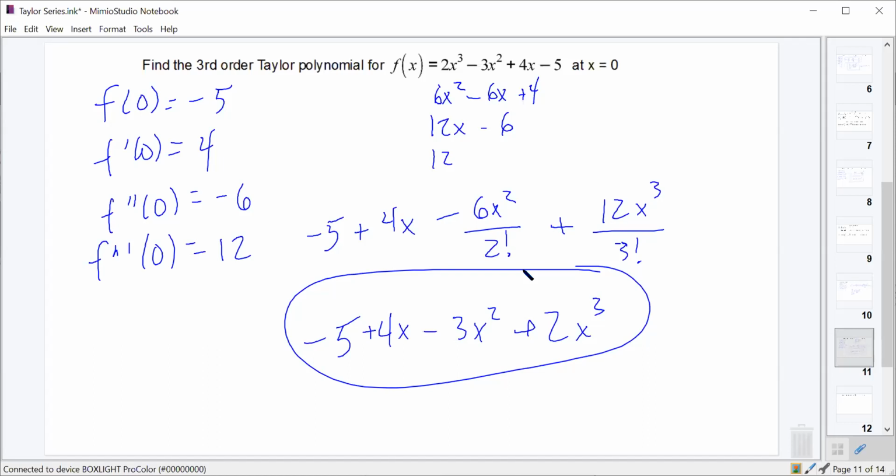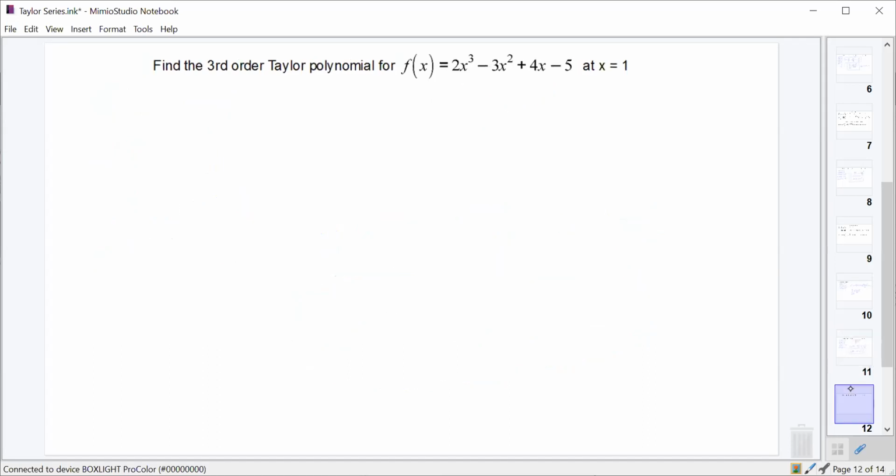What if I shifted it away from x equals 0, though? Would that change things? I don't know. Let's take a look. Let's see if that changes anything. It's going to make our arithmetic a little bit more annoying to figure out because we're looking at 1 now instead of 0. But we're going to have those same derivatives, right? What are our derivatives? They are 6x squared minus 6x plus 4. They're 12x minus 6, and then 12. So what's f of 1?